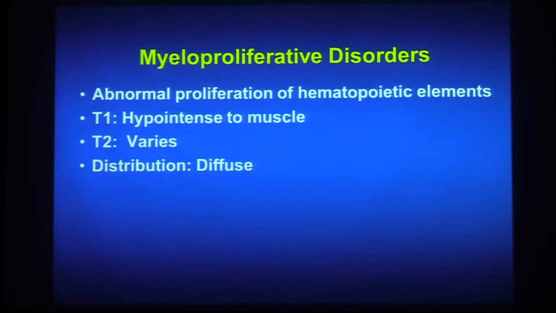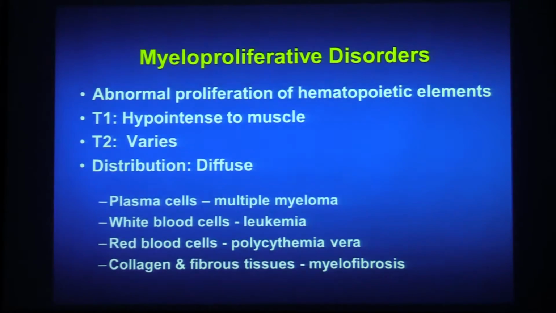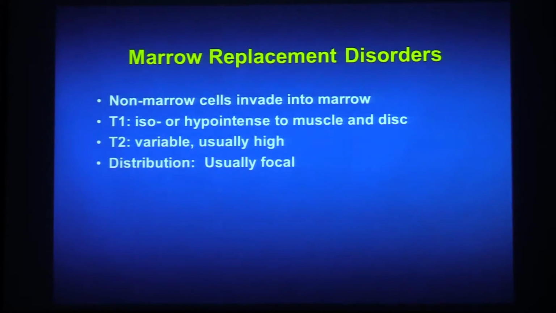But myeloproliferative disorders, when we're talking about this, we're saying it's the normal hematopoietic elements in the marrow that are proliferating. So if it's plasma cells, multiple myeloma. If it's white blood cells, leukemia. If it's red blood cells, polycythemia vera. And if it's collagen and fibrous tissue, then myelofibrosis. So these processes tend to be hypointense to muscle on T1, dark the way we were looking at before. Their T2 appearance can be variable, and it's the marrow itself, and so it tends to be a diffuse process.